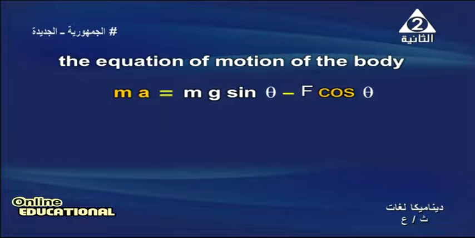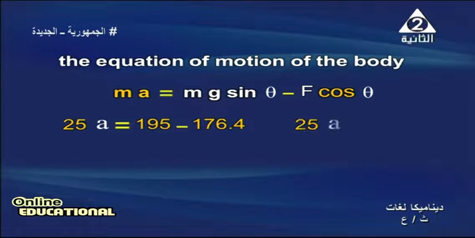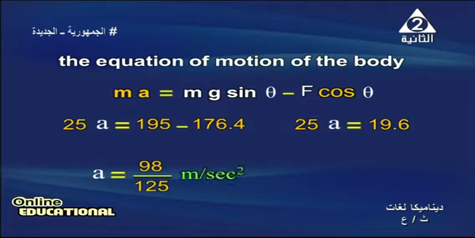What is the magnitude of the mass? 25 times the acceleration a equals 196 minus 176.4. Then 25a equals 19.6, and the acceleration equals 98/125 meters per second squared. Now, the second required is the reaction of the force on the plane.